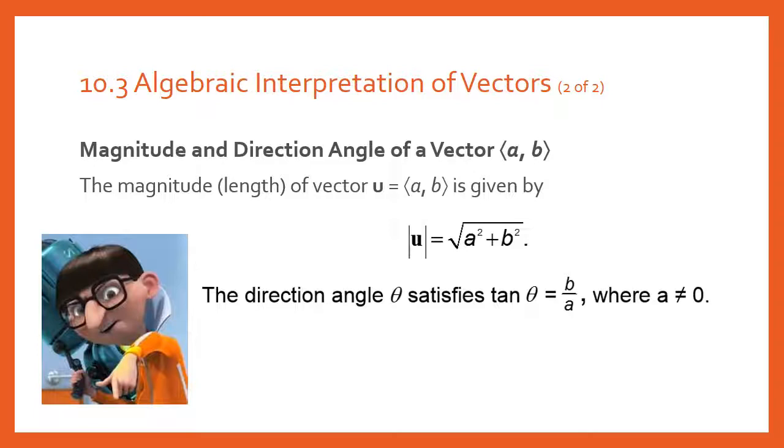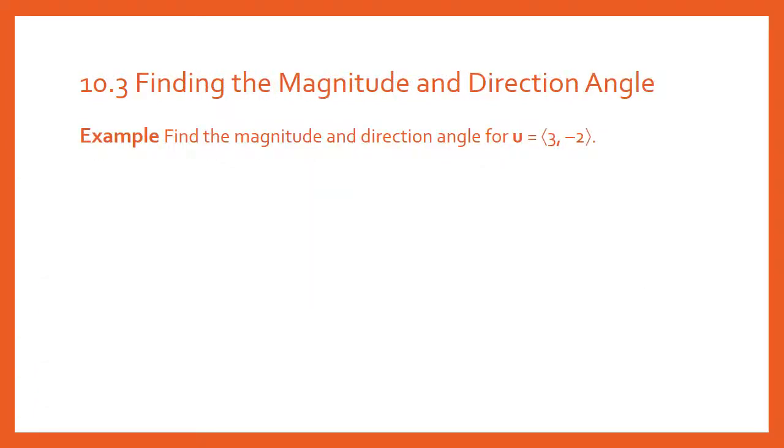Now, the direction is given by an angle, usually, and it satisfies the equation tangent of theta equals b over a, where a is not equal to 0. So you find the length of the vector by squaring the components, adding them, and taking the square root. You find the direction of the vector by doing b over a, the vertical over the horizontal, and taking the inverse tangent. That will give you the angle that the vector is directed in. Find the magnitude and direction angle for vector u. Pause the recording, give it a try, resume to check your answer.